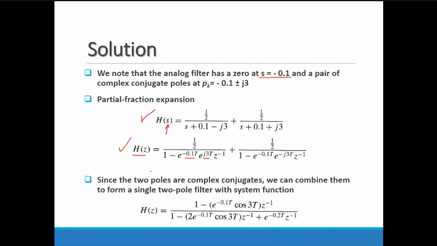So here, since the two poles are complex conjugates, we can combine them to form a single two pole filter with the following system function. So we combine both the poles and we get a single two pole filter, given as 1 minus e raised to minus 0.1 T cos 3T z raised to minus 1, divided by 1 minus 2 e raised to minus 0.1 T cos 3T z raised to minus 1 plus e raised to minus 0.2 T into z raised to minus 2. This will be the equation for this particular example.